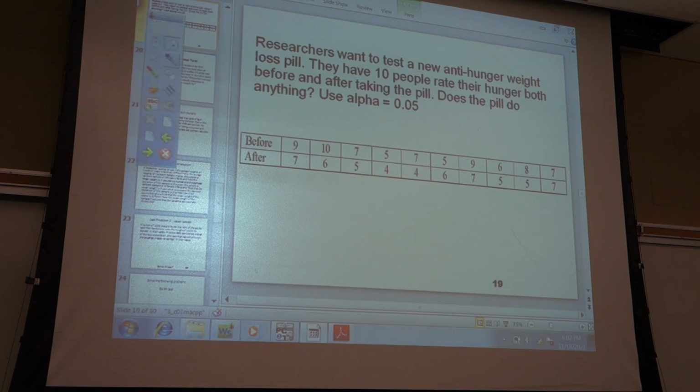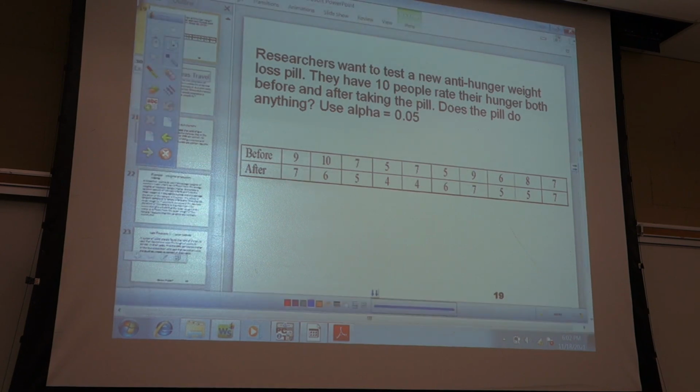Noor, good, read for me. Researchers want to test a new anti-hunger weight loss pill. They have 10 people rate their hunger both before and after taking the pill. Does the pill do anything? Use alpha equals 0.05.